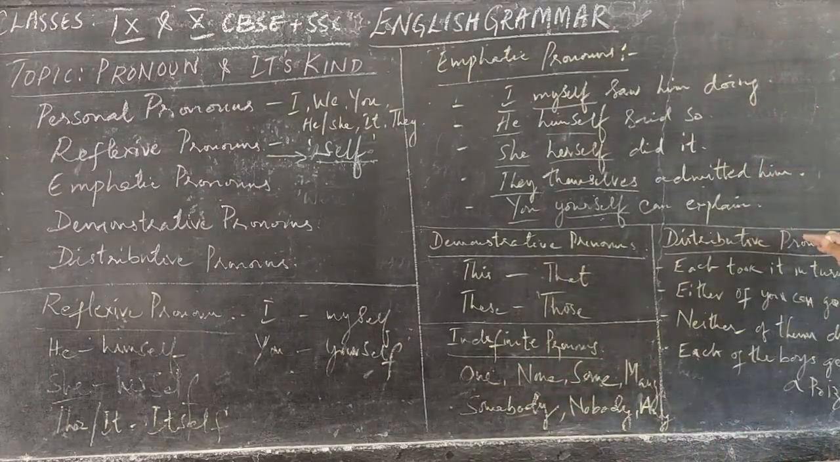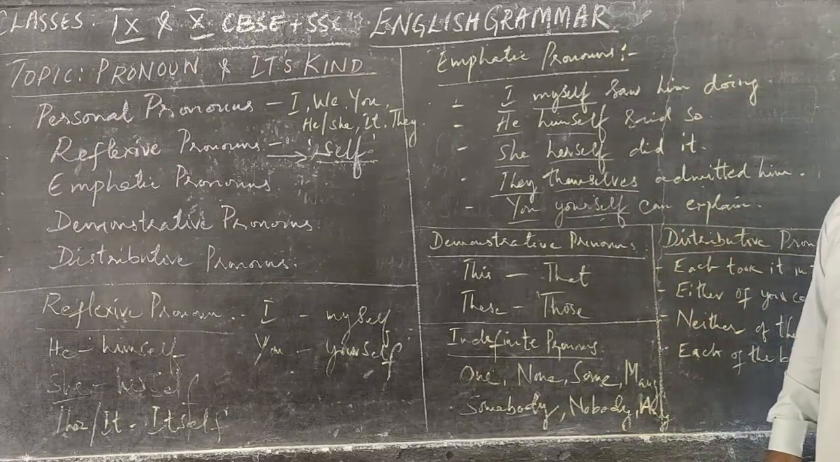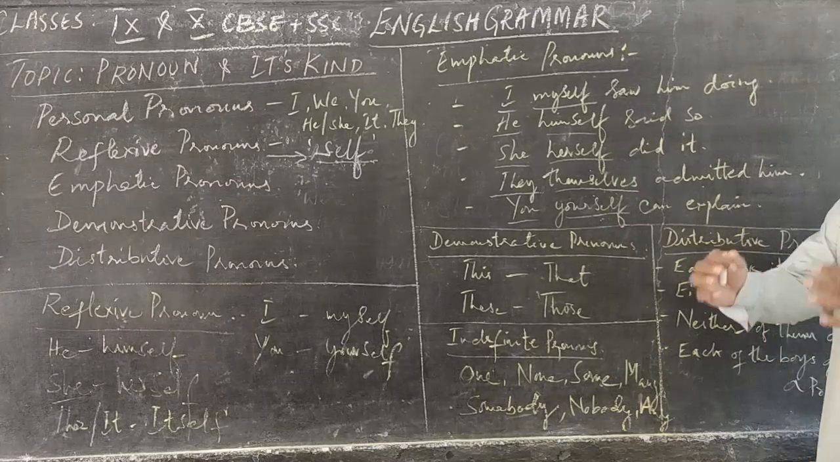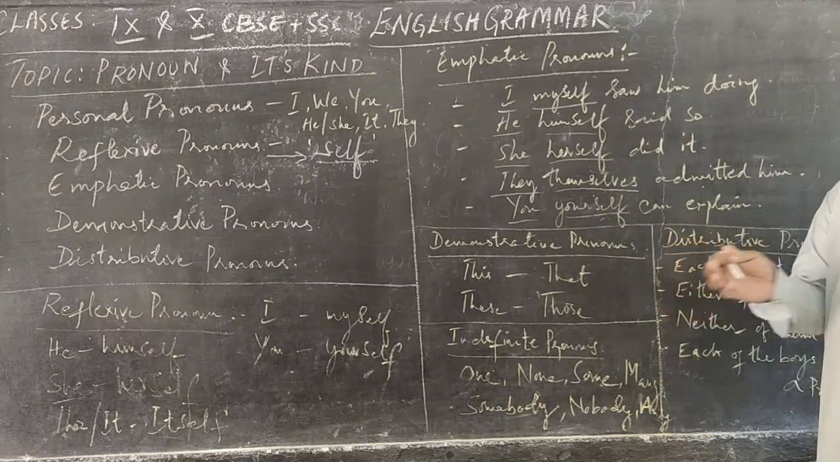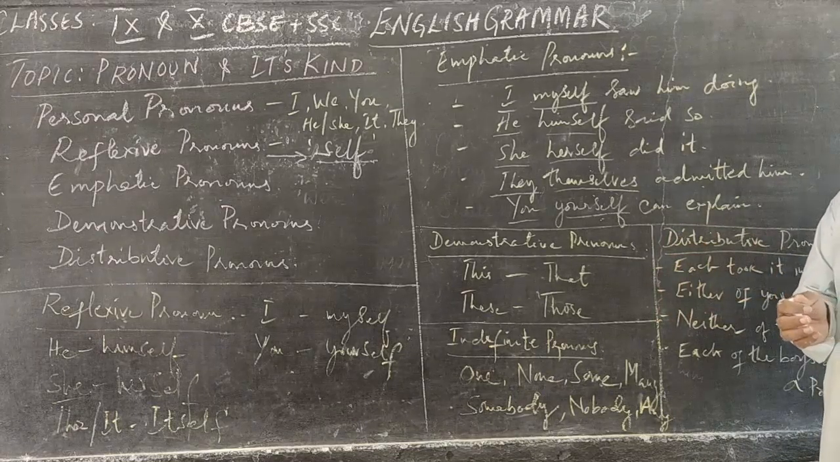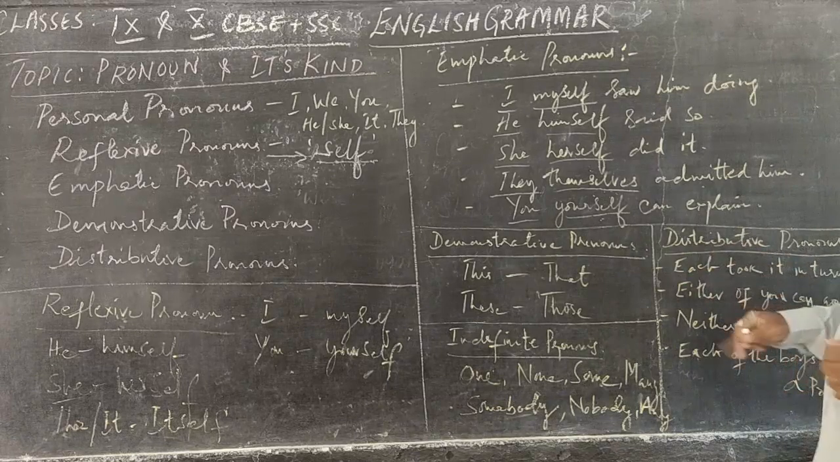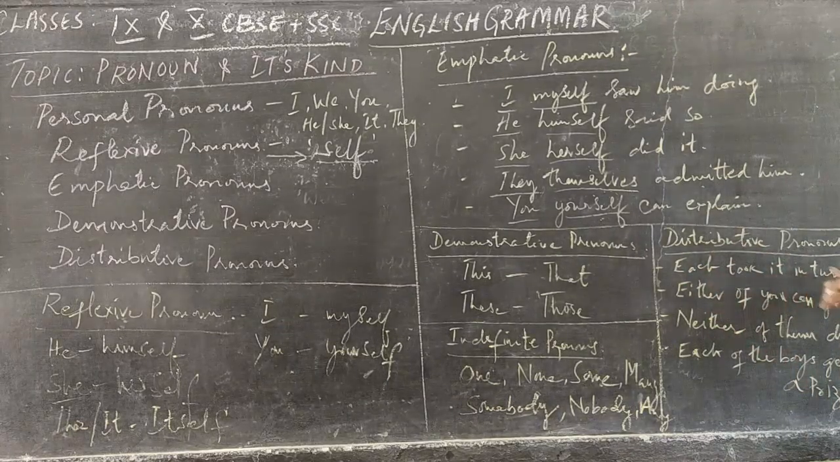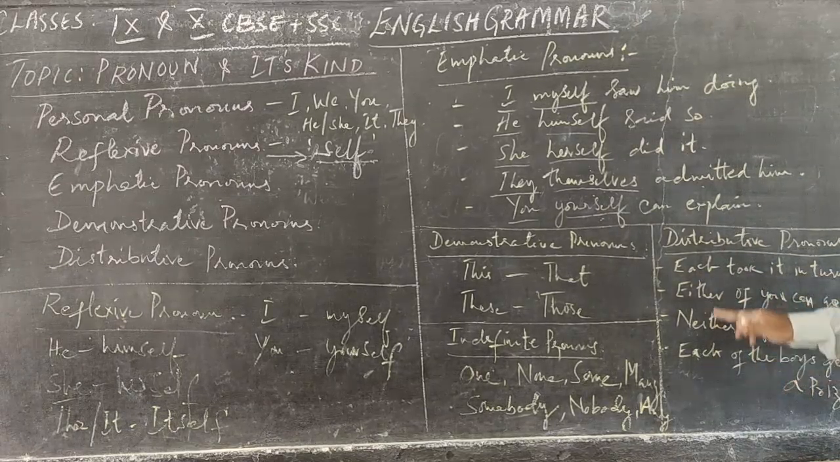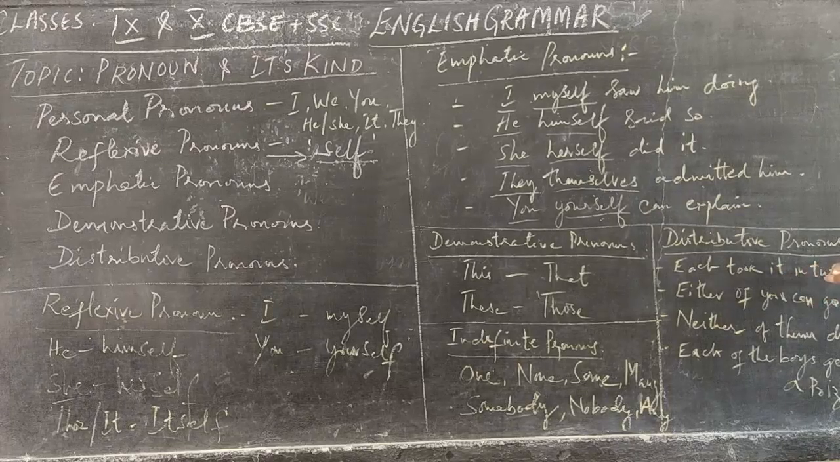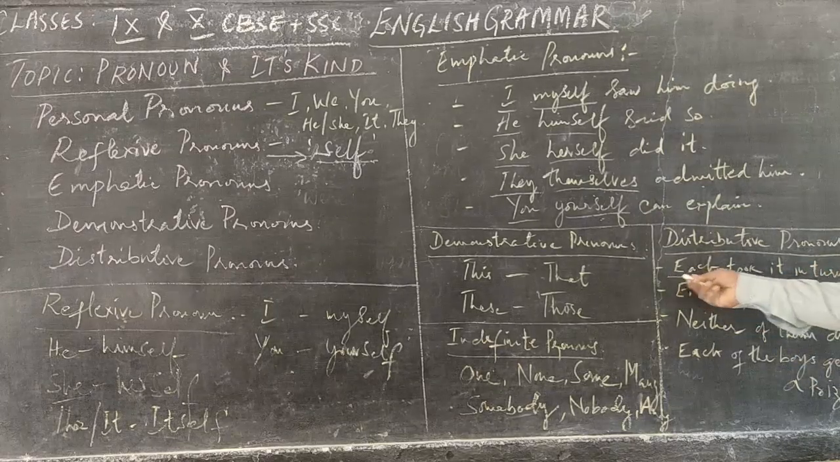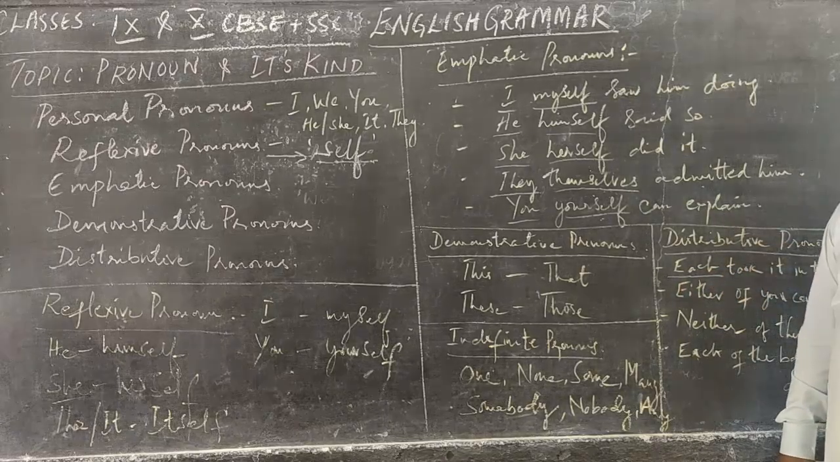Dear students, let us come to the fifth one, distributive pronouns. Among a couple of things, you are identifying one. For example: each took it in turn. Each person took it in turn, one by one, one after the other. That is the meaning. Each is called a distributive pronoun.